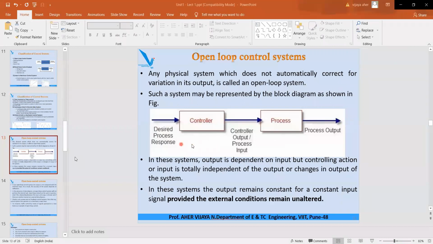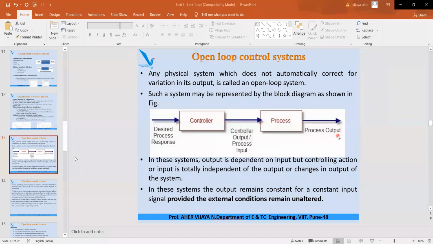So this is the block diagram of control system. Which type of control system? Open loop control system, which is having process as well as controller. Now this is nothing but your input to controller, which we are calling as desired process response. Output of controller is nothing but input to process. So this is the output of controller acting as an input to process. And output of process is nothing but processed output variable, that is controlled variable.